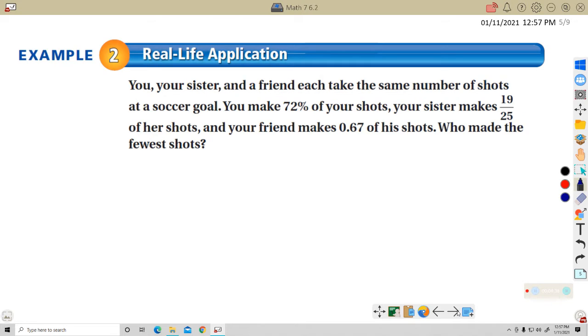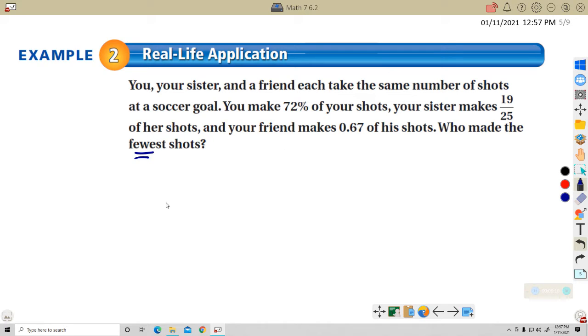Not that one, this one. Real life application. You, your sister, and a friend each take the same number of shots at a soccer goal. You make 72% of your shots. Your sister makes 19 out of 25 of her shots, and your friend makes 0.67 of his shots. That's really 67 hundredths of his shots. Who made the fewest shots? All right, fewest shots. The answer is me because I'm a terrible soccer player.